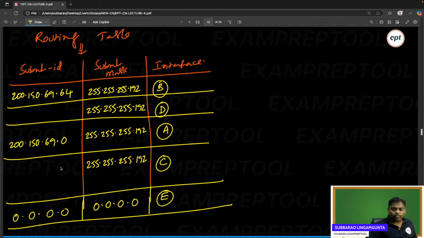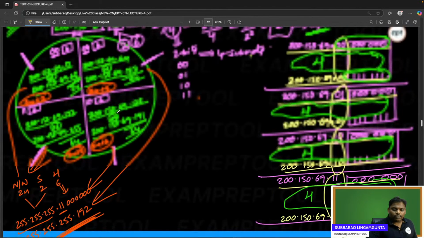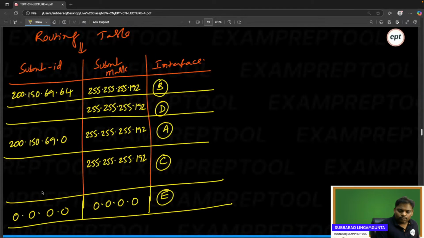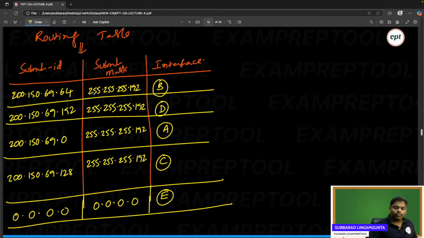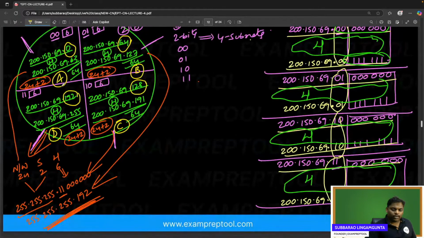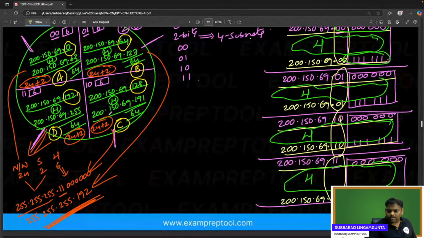What about C? If you see the C, 128. So 200, 150, 69, 128. What about the D? 200, 150, 69, 192. This is the 192. Everywhere first person is considered to be net ID. Okay, done.